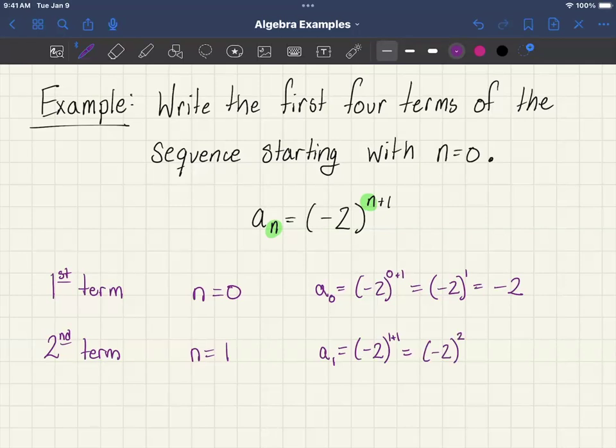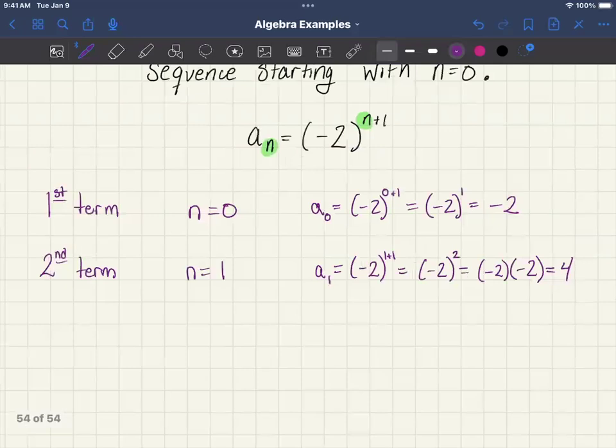We get (-2) quantity squared. Notice the parentheses are going to be important because without parentheses, we might actually end up still with a negative number. But if we write this out, you'll notice that we have two -2's that we're multiplying against each other, which means you have two negative signs. Double negatives, they cancel out. 2 times 2 gives us a 4. So the second term of our sequence is a positive 4.